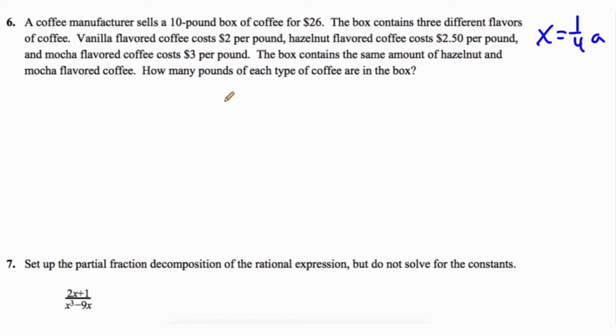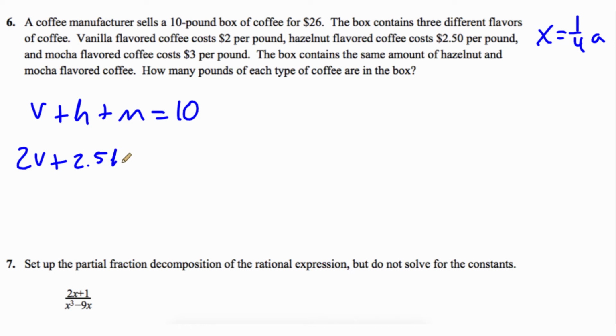We're told that we've got 3 different kinds of coffee, and altogether we've got 10 pounds. So I'm going to use some variables to represent these things. I'm going to use V for vanilla, H for hazelnut, and M for mocha. So when we take the amount of vanilla plus the amount of hazelnut plus the amount of mocha, we've got a total of 10 pounds. Now if we look at costs, vanilla costs $2 a pound, so I'm going to take 2 times V, plus hazelnut is $2.50 a pound, so 2.5H, and our mocha is $3 a pound, so 3M. And when we add up that total cost, this box costs $26.